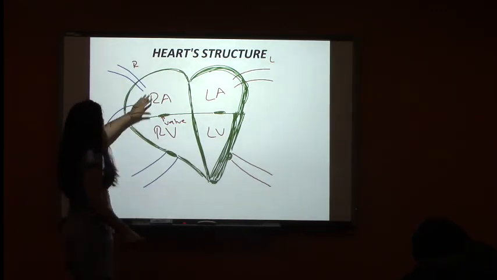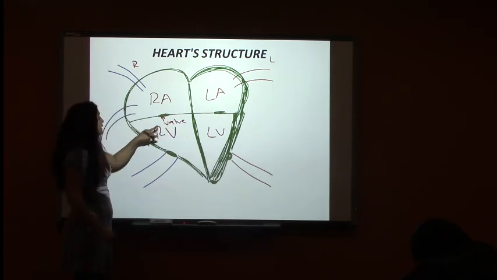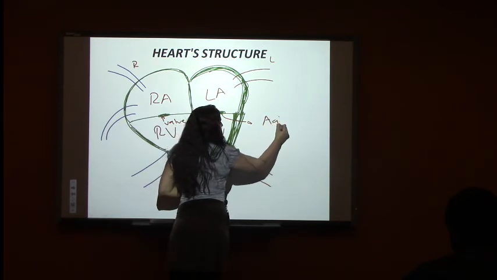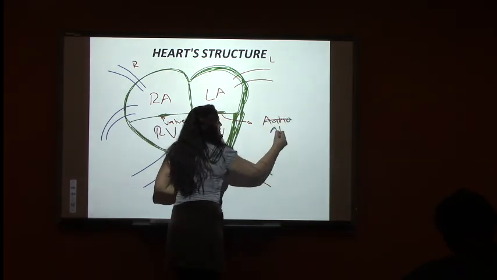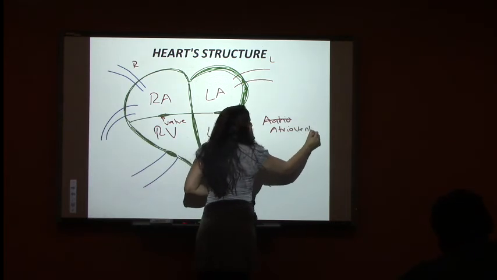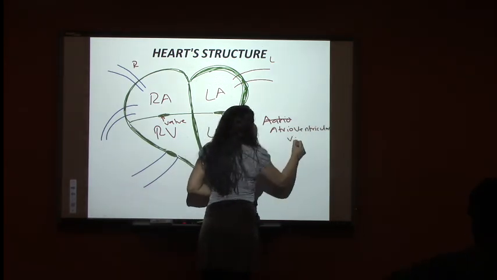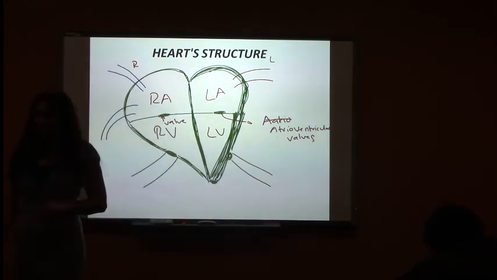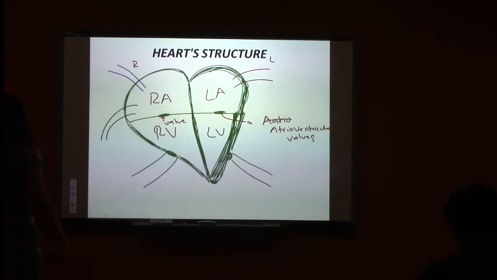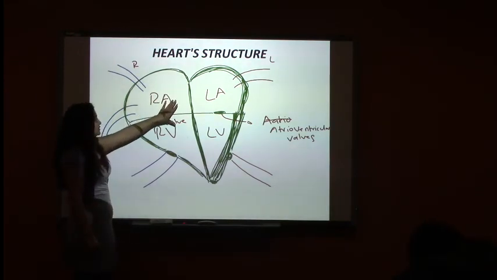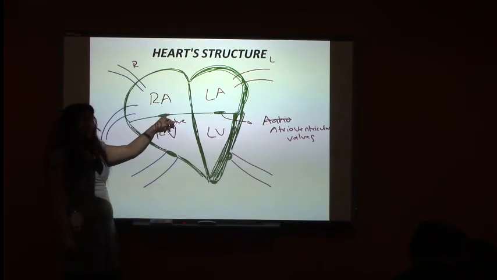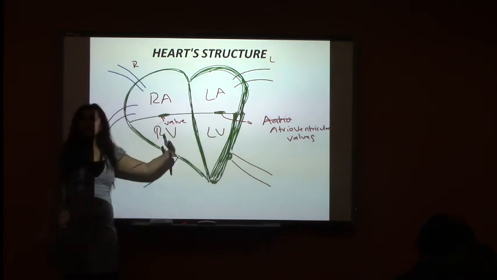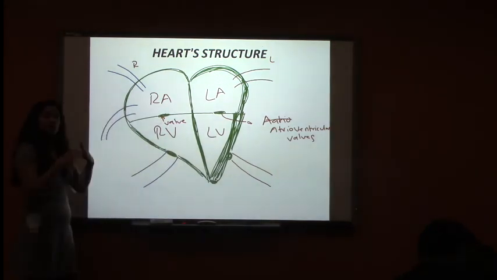Because these valves are located between the atria and the ventricle, both of these are called the atrioventricular valves. Atrioventricular valves or the AV valves, okay? So between the atria and the ventricles, you have the AV valve. You have the right AV valve and you have the left AV valve. AV stands for atrioventricular valve. Okay? They're little doors.